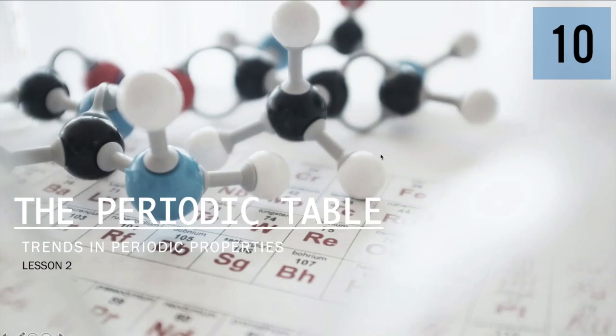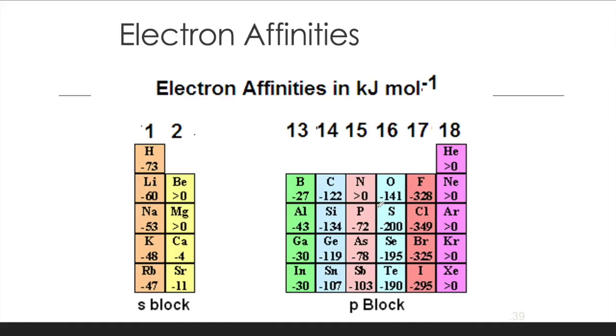This is the second part to the first chapter, periodic table and trends in periodic properties. Our next topic is electron affinity. Now, electron affinity is basically the amount of energy which is released when a single gaseous isolated atom accepts an electron to form its negative ion.